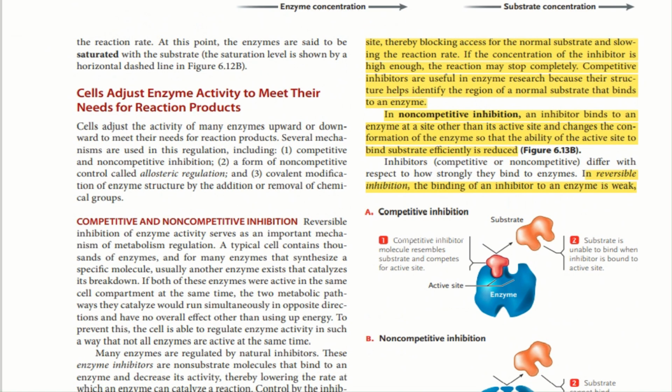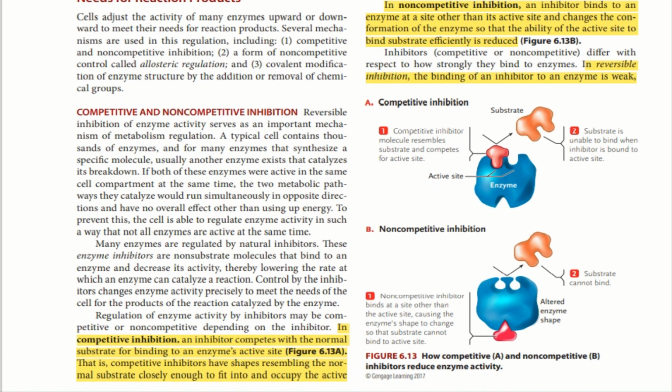Cells adjust enzyme activity to meet their needs. Several mechanisms are used in the regulation, which include competitive and non-competitive inhibitors, a form of non-competitive control called allosteric regulation, and number 3 is the covalent modification of enzyme structure by addition or removal of a chemical group.